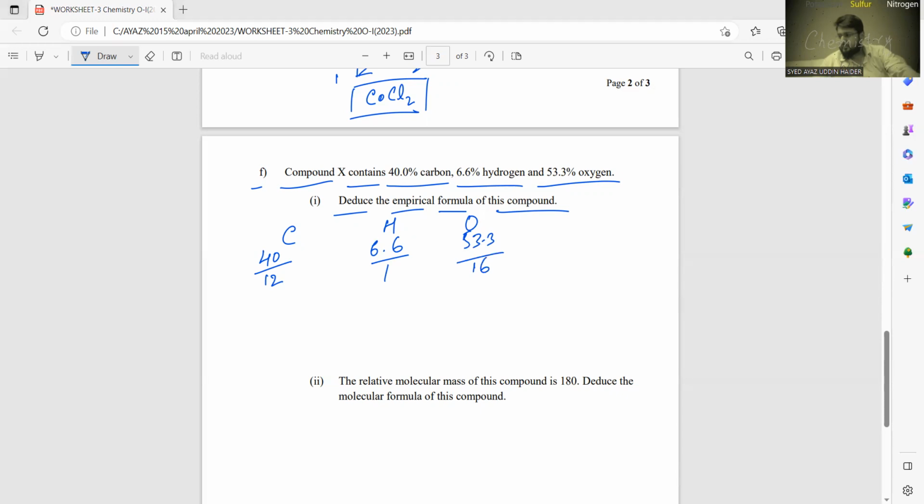40 divided by 12, we will get 3.333. For hydrogen, we'll get 6.6. Oxygen 53.3 divided by 16, you get 3.331. 3.331 is the smallest number here, so we will divide all these by 3.331.